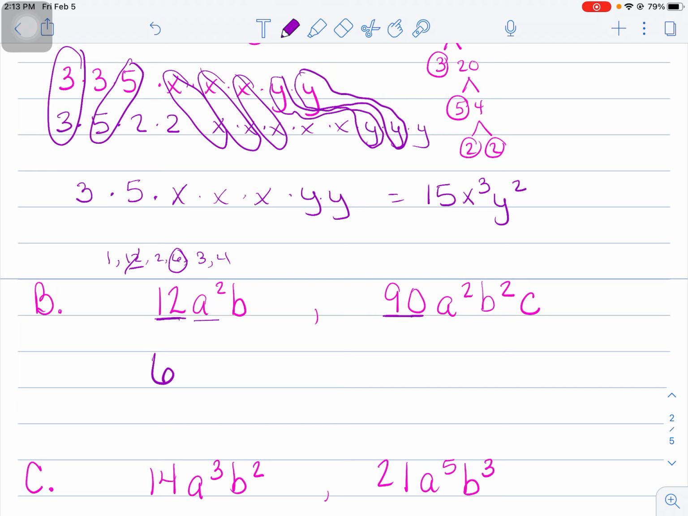Now we're going to look at our variables, our a and our a. Our first term has a squared, and our second term has a squared. So out of both of them, we can pull out an a squared. Now let's look at our b. We have a b to the first power here and a b to the second power here. I can pull out one b, but I can't pull out two because this term does not have two. I can only pull out one b. So my greatest common factor for these two terms would be 6a squared b.